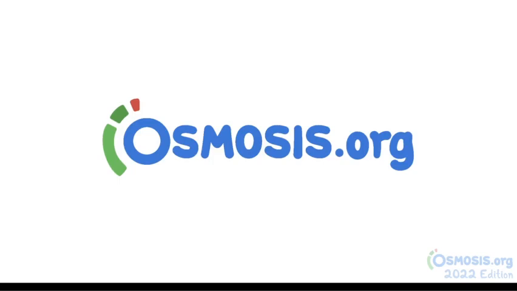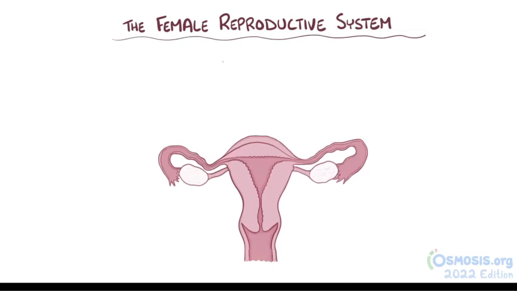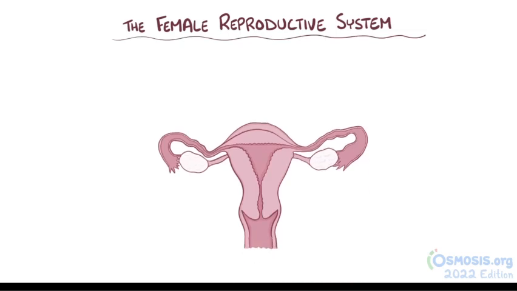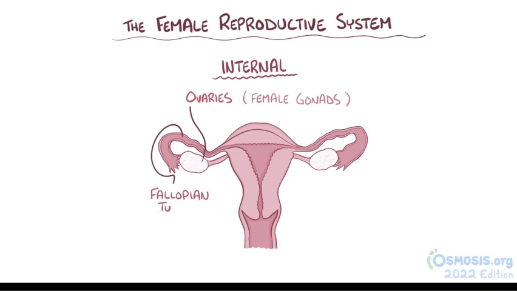The female reproductive system includes all of the internal and external organs that help with reproduction. The internal sex organs are the ovaries, which are the female gonads, the fallopian tubes, two muscular tubes that connect the ovaries to the uterus, and the uterus, which is the strong, muscular sac that a fetus can develop in. The neck of the uterus is called the cervix, and it protrudes into the vagina.